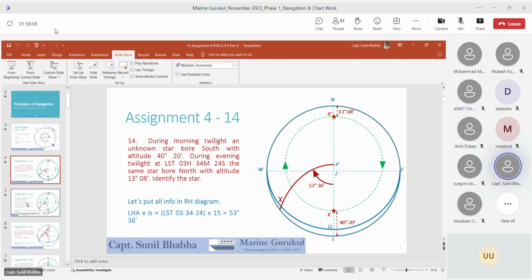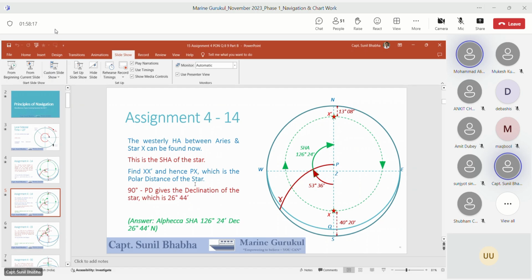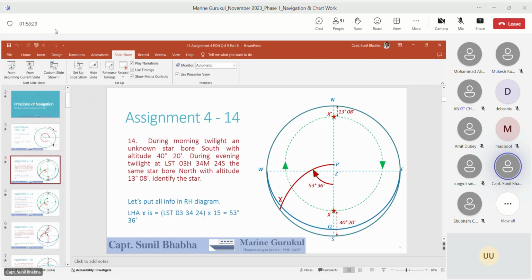Excuse me, sir. Bolo beta. Sir, can you please change to the next slide, sir? Next, this slide. LST, sir, conversion of LST to LHA, can we do it by calculator, some shortcut, or we have to just multiply individually, seconds, then minutes, then hours? Beta, bilkul shortcut hai. Yahan pe LST jo hai 33424 hai. Just type it in your calculator in the degree minute second format and multiply by 15. You will get the answer straight away.